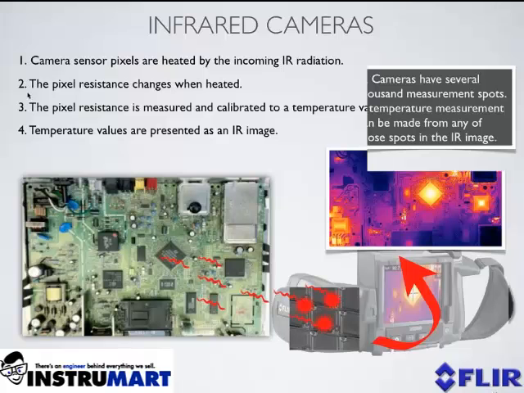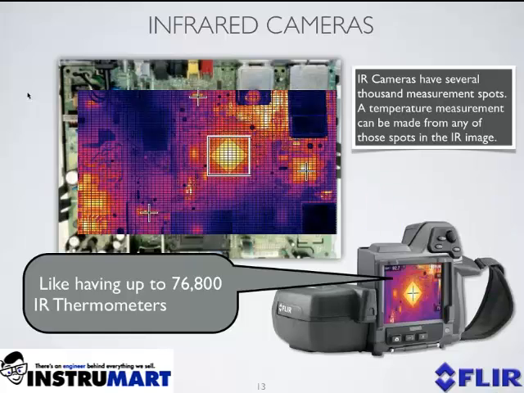Now, because our image from our infrared camera is made up of individual detector element measurements, we can use analysis tools to highlight specific elements and display their respective values. I can use an area tool to display the maximum, minimum, or average temperature within an area. I can use spot tools to display the temperature values from any element within my infrared image. In a way, my T420 camera is like having 76,800 IR thermometers in the palm of my hand available to make temperature measurements.